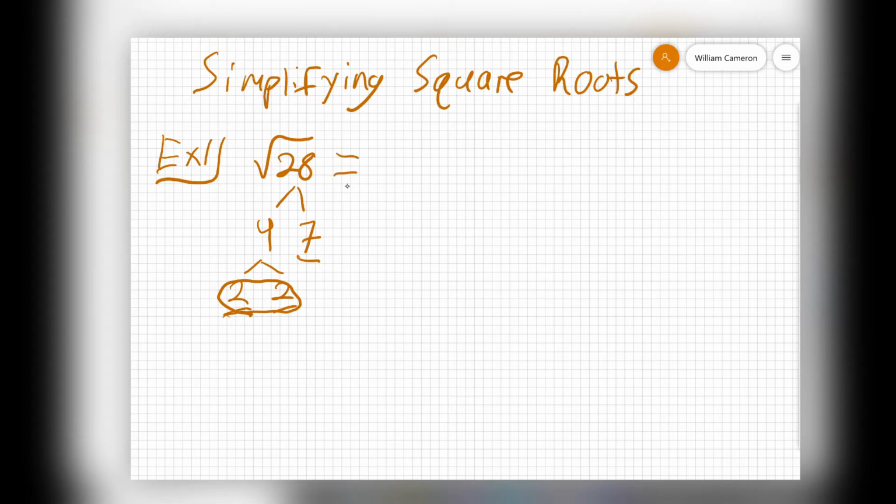Now, with that pair of 2's, whatever pair of numbers you have, 2 and 2, you just move that number out in front, and whichever number is all by itself, whichever number does not have a buddy, in this case 7, well, that stays underneath your square root there. So 2 square root of 7 is the simplified form of the square root of 28. So now, let's take a look at another example.